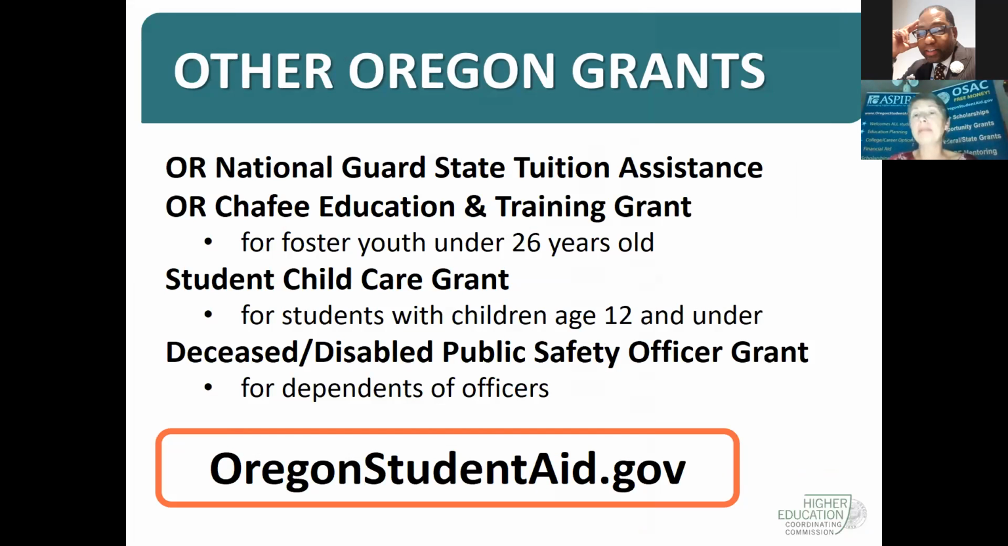We have many other grants, and you'll want to go to our website, OregonStudentAid.gov. We have a grant if you're in the National Guard, if you're a current or previous foster youth, if you're a college student and you need childcare while you go to college, we have a grant for that. So please go to our website and click on the banner that says grants to see all the information about the list of grants that we have available for Oregon students. And these are for Oregon students graduating high school and adults.